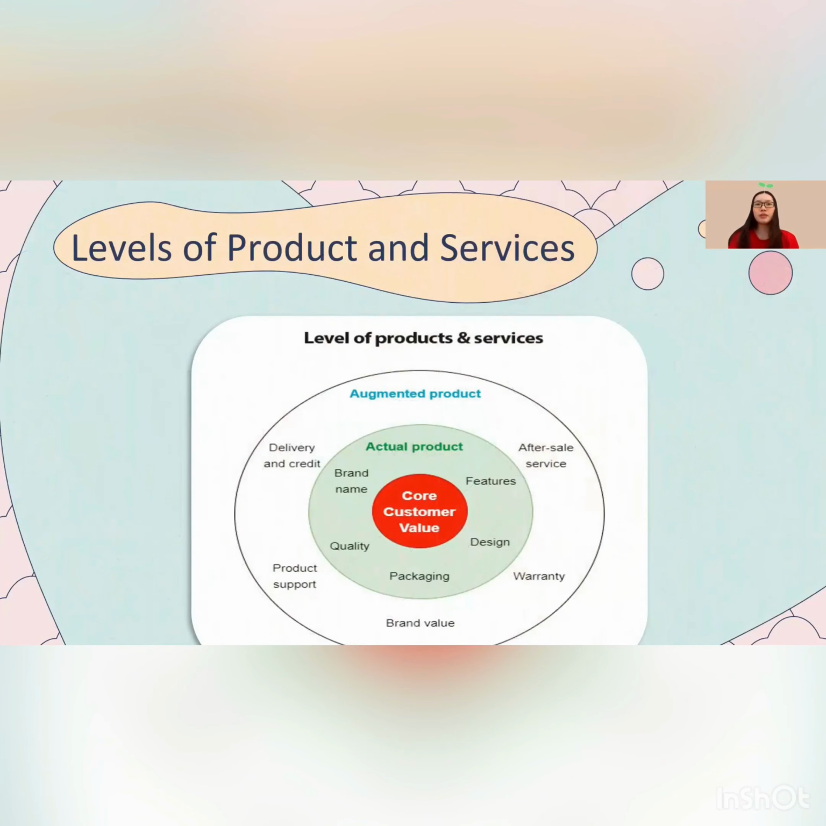Now we move to the levels of products and services. At the most basic level, the company asks, what is the customer really buying? For example, people who buy an Apple iPad are buying more than just a tablet computer. They are buying entertainment, self-expression, productivity, and connectivity. At the second level, product planners must turn the core benefits into an actual product with features, design, packaging, quality, and brand names. And finally, product planners must build an augmented product by offering after-sales service, warranty, brand value, product support, delivery, and credit.